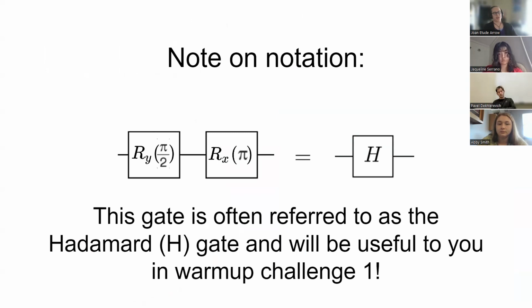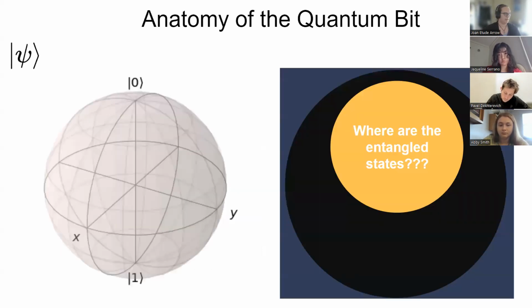So, quick note on notation: you won't really need this for warm-up challenge 1 because the Hadamard gate just has its own command. You won't need rotations to express it, but you can express the Hadamard gate as 2 rotations. First you get down to the equator with a pi/2 y rotation, and then you go to the back with an x rotation around pi. Anyway, you'll need the Hadamard gate to make the random number generator in warm-up challenge 1.